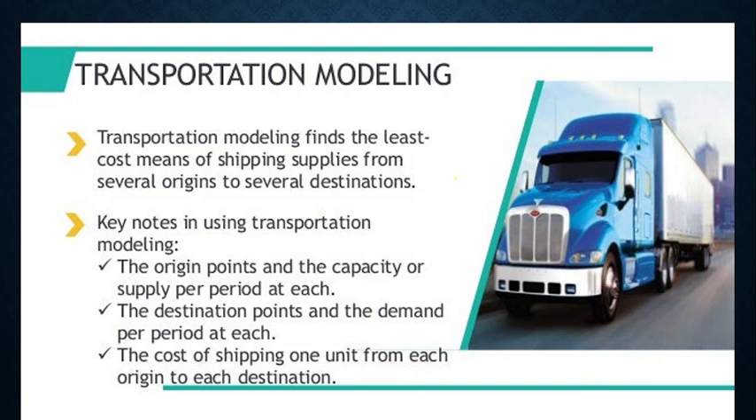So in transportation modeling, we find the lowest cost, mubo or pinakabaratong cost, means of shipping supplies from several origins to several destinations. In using transportation modeling, we need the origin points and the capacity of supply per period at each, the destination points and the demand per period at each, and the cost of shipping one unit from each origin to each destination.